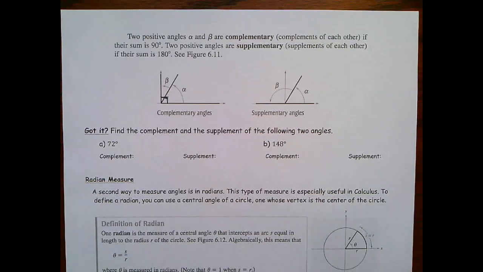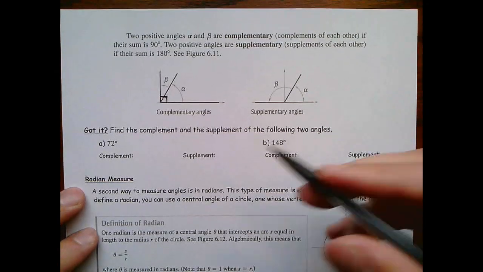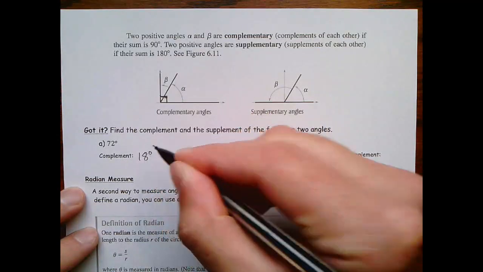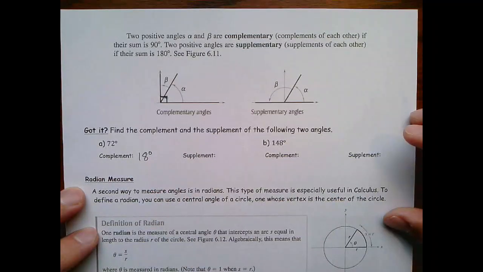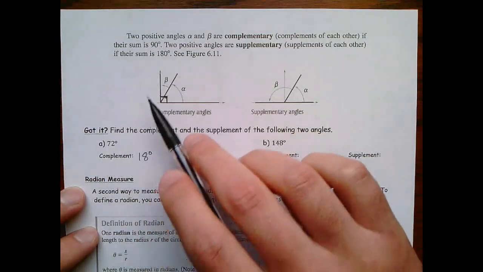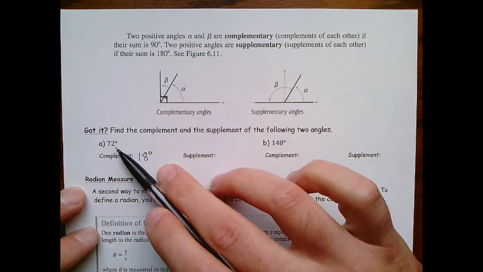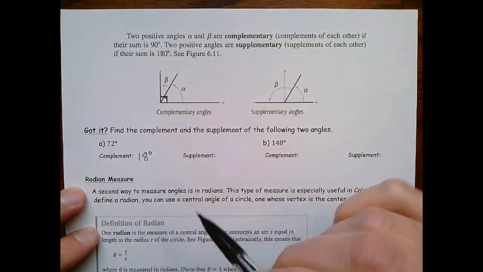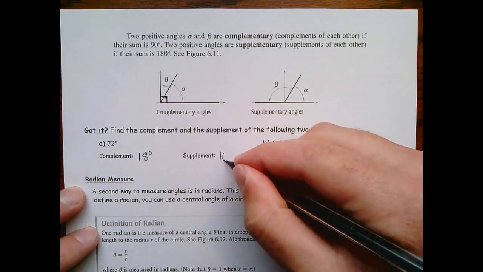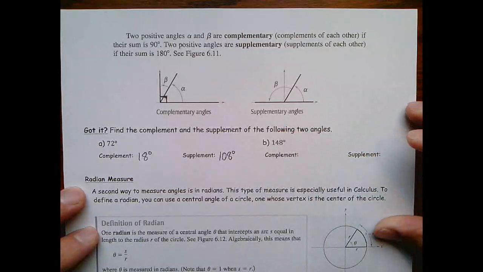It'll be supplementary. So very quickly, guys, can we find the complement and the supplement for these two angles? How about for 72? What would I need to add to 72 to get the complement, to get to 90 degrees? Well, it would be just 18. If I add 18 degrees to 72, that will get me to 90. How about the supplement? How could I get from 72 to 180? If I add 8, that's going to get me to 80. If I add 100 more than that, it's adding 108. 108 degrees would be the supplement.